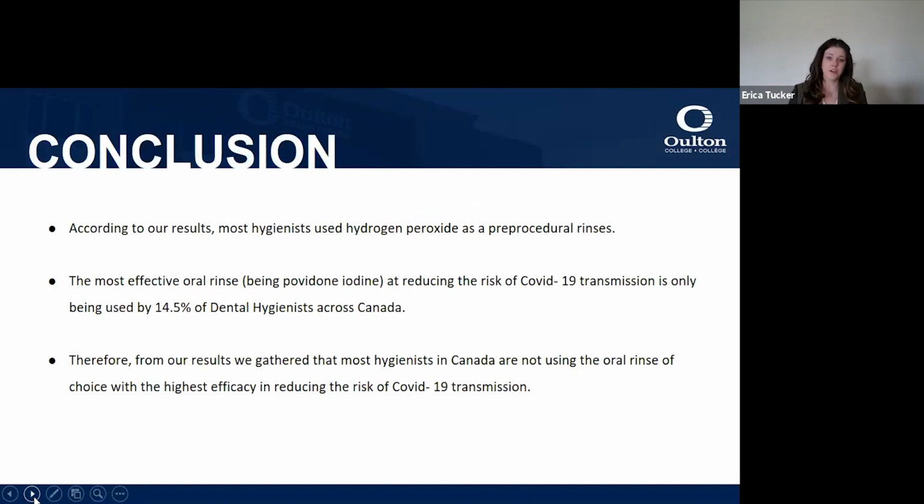Again, according to our results, most hygienists were using hydrogen peroxide as their pre-procedural oral rinse. We know that the most effective is povidone iodine, and we found approximately 14.5% using that one. Therefore, from our results, we gathered that most hygienists in Canada are not using the oral rinse of choice with the highest efficiency against reducing the SARS-CoV-2 transmission rate.